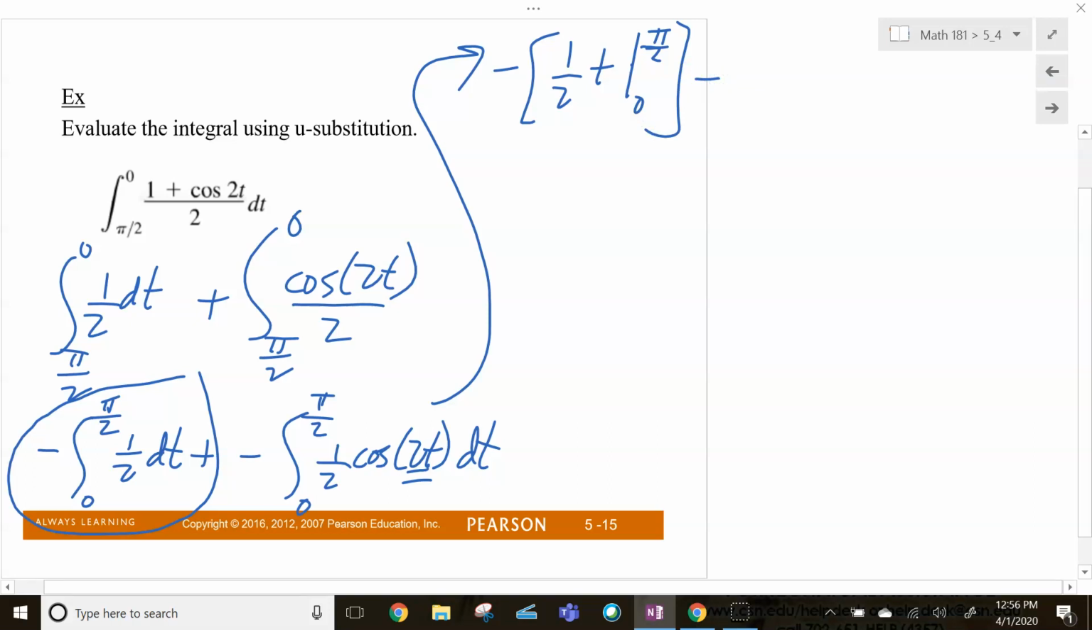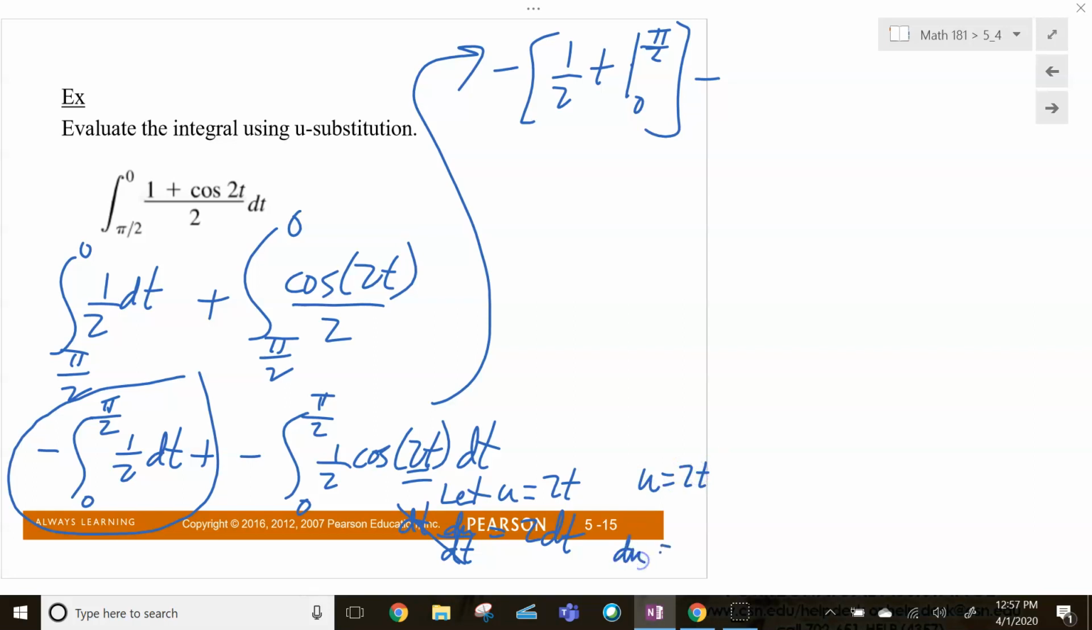And now right here, we're going to let u be the 2t. So du dt, so the derivative of u is 2. And then we take the dt to the other side, dt. So if u is 2t, du is 2 dt. So I know the 2t, this part becomes u, so I'll have cosine of u, and then I need a 2 dt. I need a 2 dt.